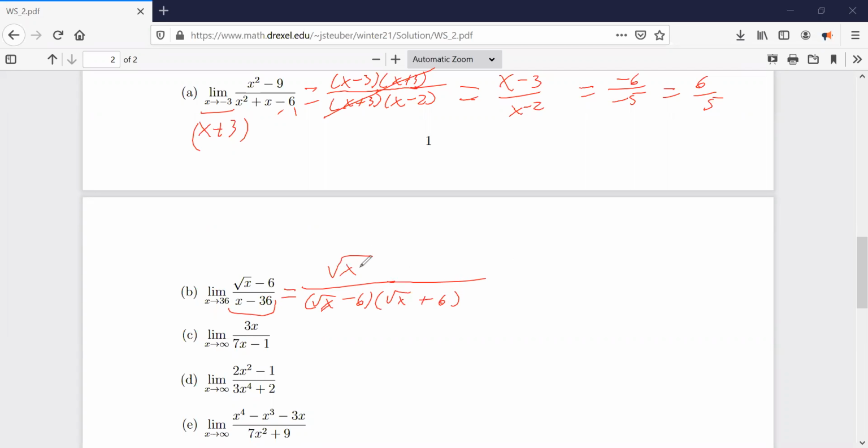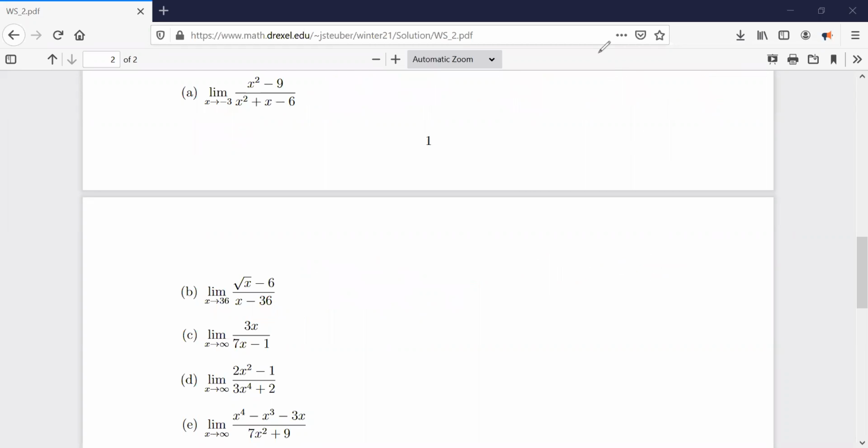So if we just treat the square root of x as a variable instead of treating it as x, then the bottom is a difference of two squares problem. And then I can cancel this on top and on bottom, and I get 1 divided by the square root of x plus 6, which is going to be equal to 1/12. Does that make sense to everybody? Yes. Cool.